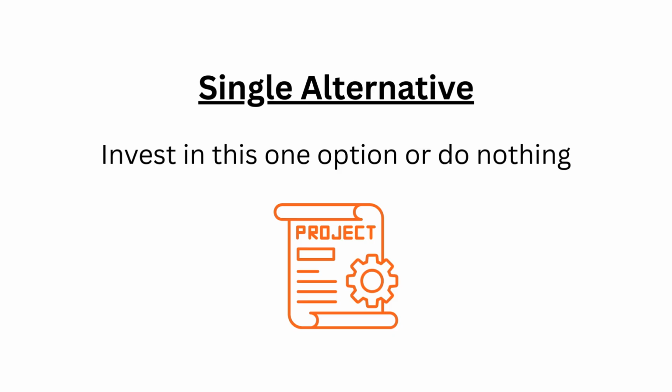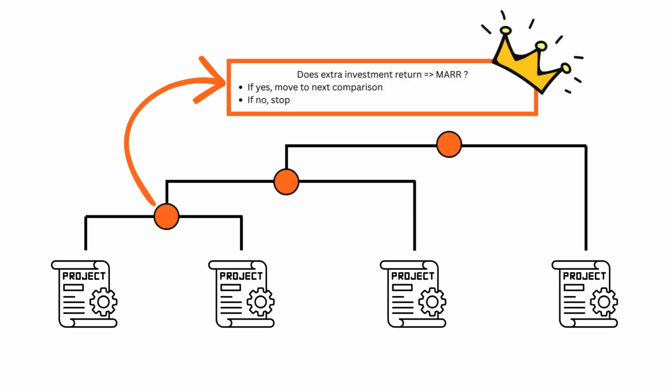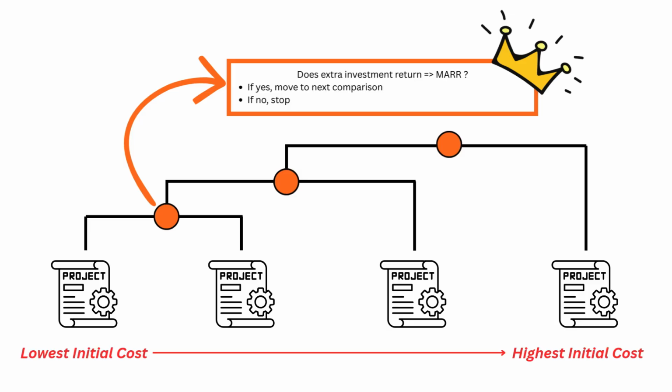Now that we've handled the multiple root problem, let's look at how ERR helps when choosing between multiple investment alternatives. When alternatives are mutually exclusive, meaning you can only choose one, you can't just compare their individual rates of return. Instead, you have to analyze the incremental investment, the additional money required to move from the lower-cost option to the higher-cost option, along with the additional benefits that investment provides.